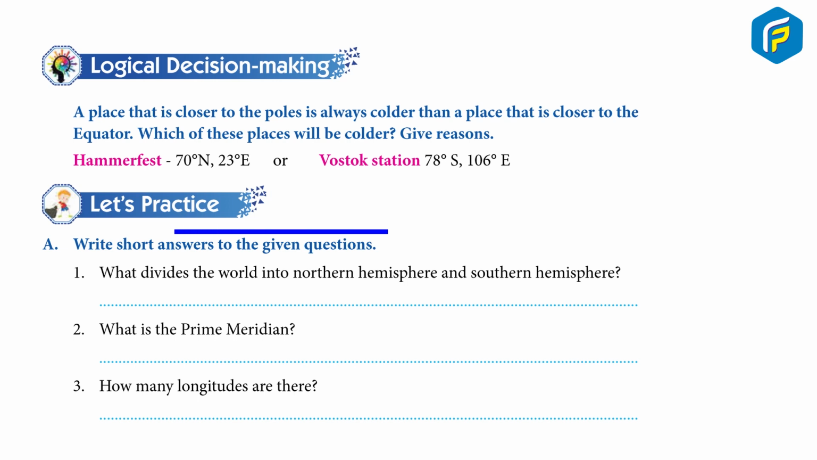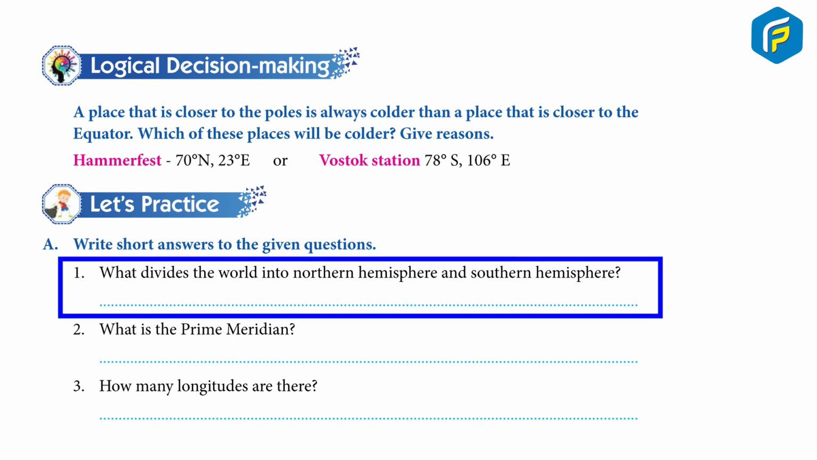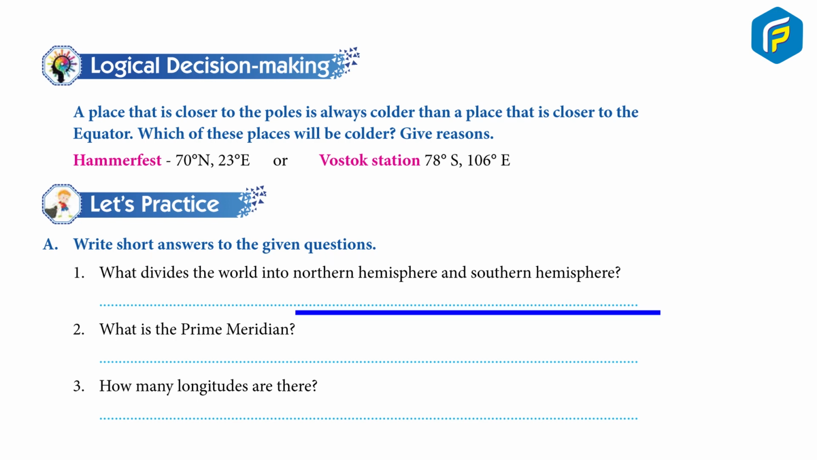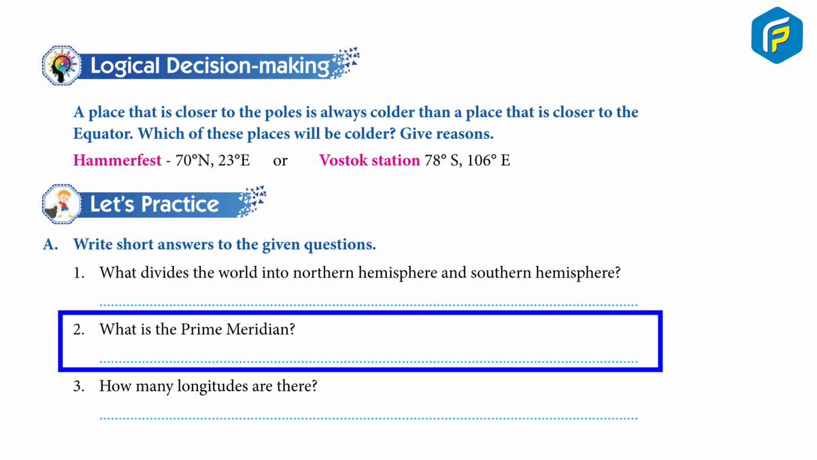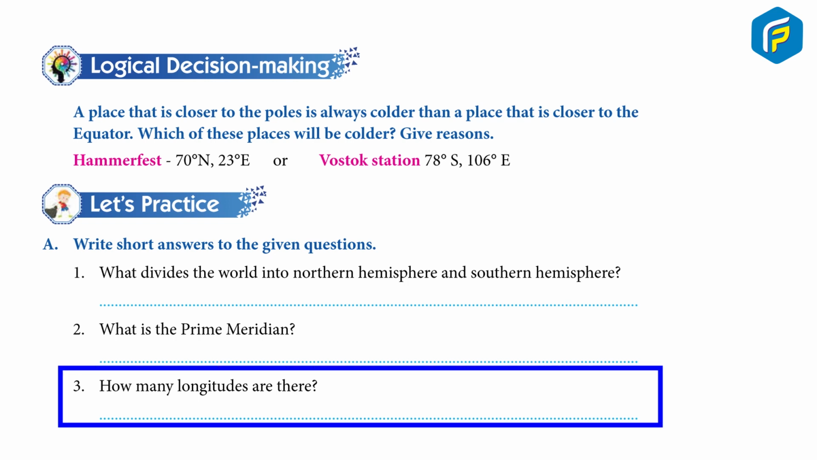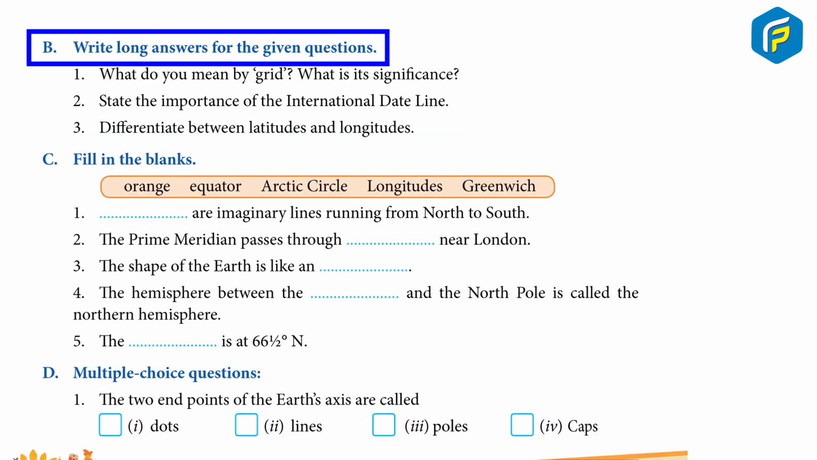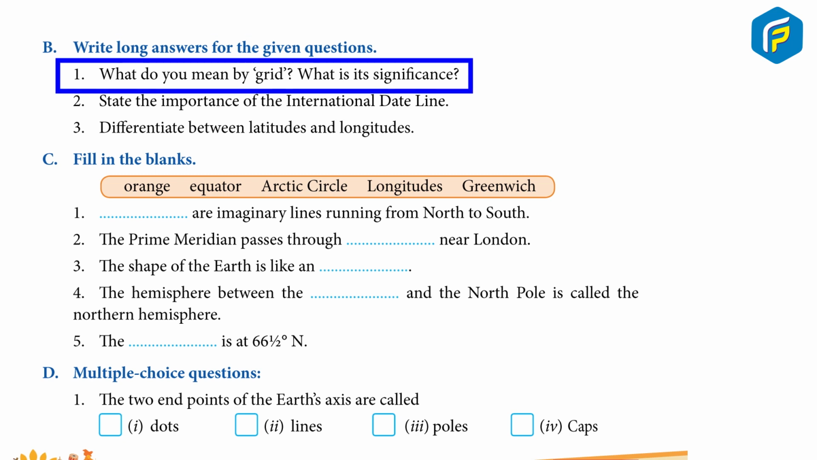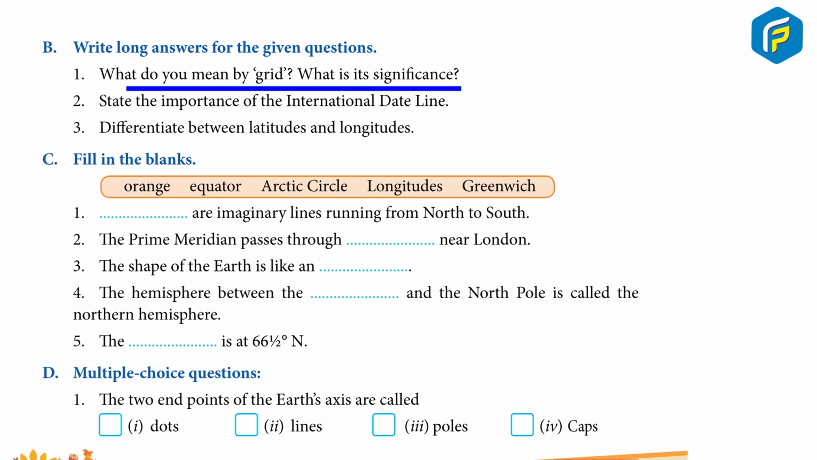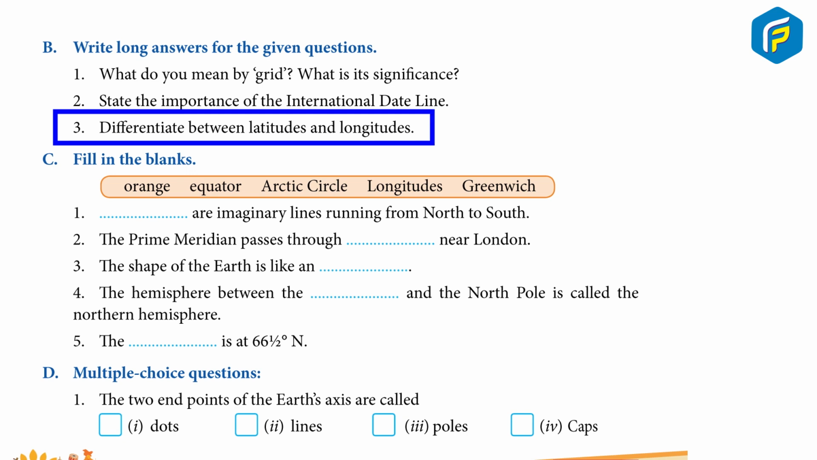Let's practice. A. Write short answers to the given questions. 1. Which divides the world into northern hemisphere and southern hemisphere? 2. What is the prime meridian? 3. How many longitudes are there? B. Write long answers for the given questions. 1. What do you mean by grid? What is its significance? 2. State the importance of the International Date Line. 3. Differentiate between latitudes and longitudes.